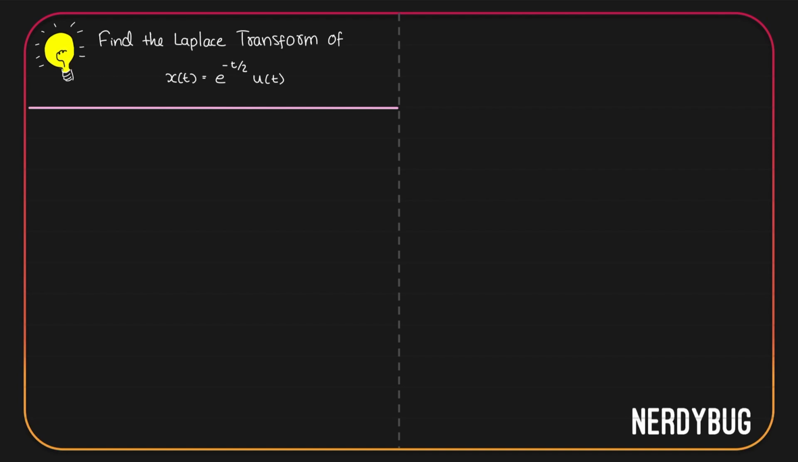Let us solve a problem. We have to find the Laplace transform of x of t, which is e raised to minus t by 2 u of t. We know the Laplace transform of e raised to minus t u of t.